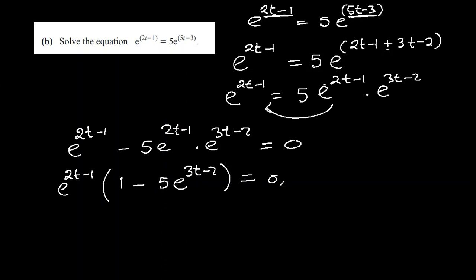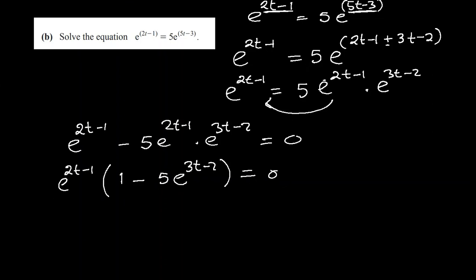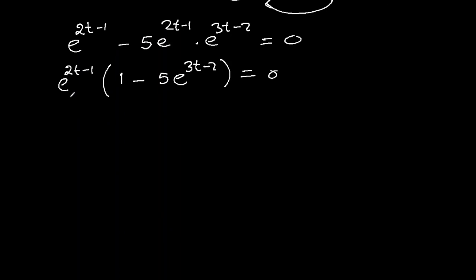Now, there are two factors which are equal to 0. That means individually they will be equal to 0. So e to the power 2t minus 1 equal to 0. Unfortunately, no power of e can make it 0, so this is an invalid answer. Even though we did not cancel them out, we did not get any answer. But it's okay. Please make it a habit not to cancel.